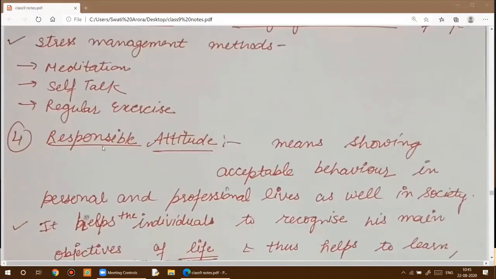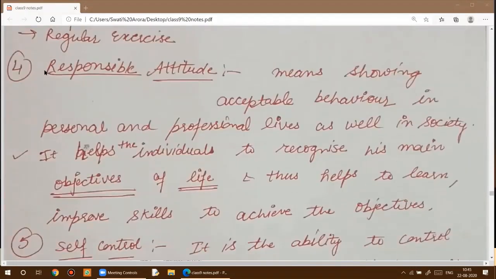Okay. Next is your responsible attitude. What do you mean by this term, responsible attitude? Okay. This is an important concept. You must listen to it very carefully. So responsible attitude means showing acceptable behavior in personal and professional life, as well as in society. So see, personal life means your family, your friends. They expect some behavior from you, some duties from you. Similarly, while you are in professional life, certain responsibilities will be attached to you. So there is some acceptable behavior expected from you in your personal life as well as in your professional life.